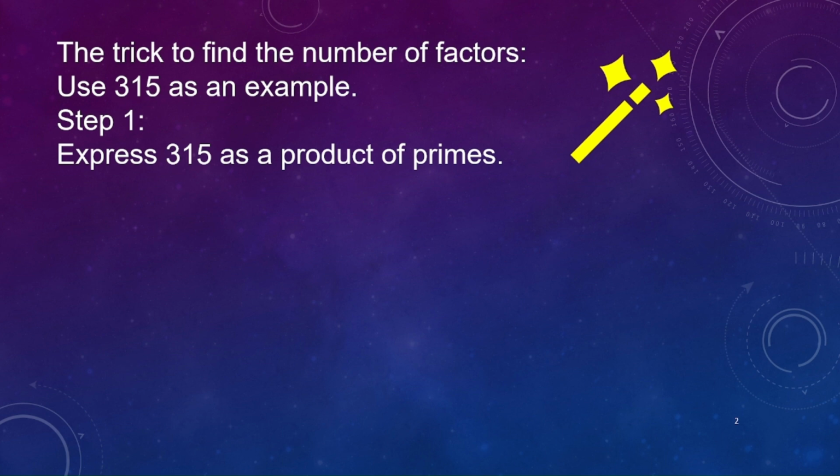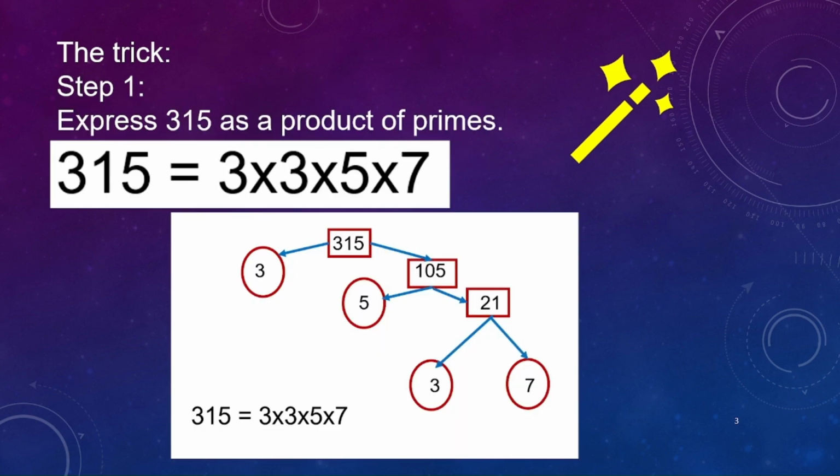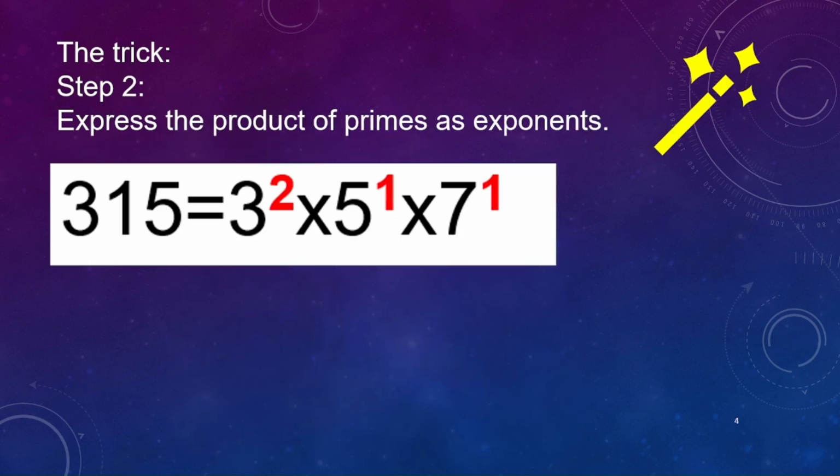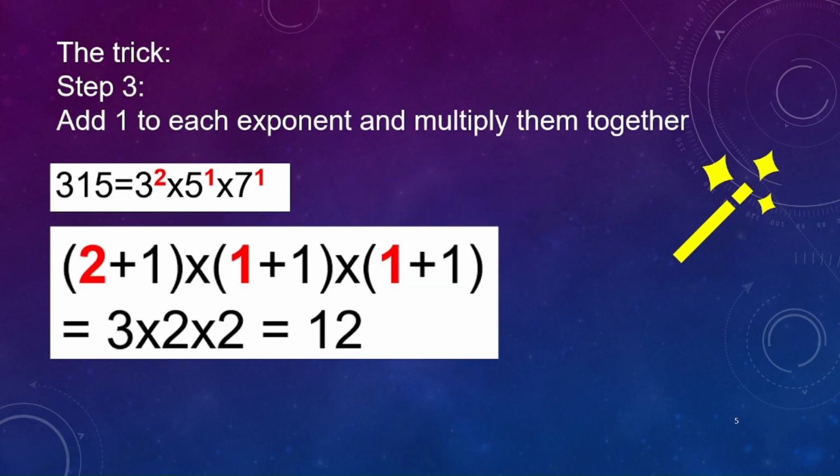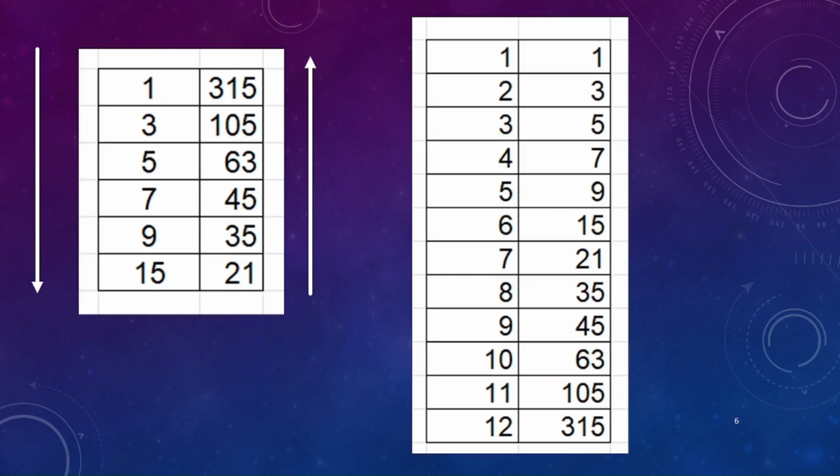Step 1. Express 315 as a product of primes. I think everyone knows how to do that, and we get 3 times 3 times 5 times 7. Now we express the product of primes as exponents. So in our case, it's 3 squared times 5 to the 1 times 7 to the 1. Now take each of the exponents and add 1. Then multiply them all together and you'll get the number of factors. It's quite helpful. That way we make sure that we don't miss one.